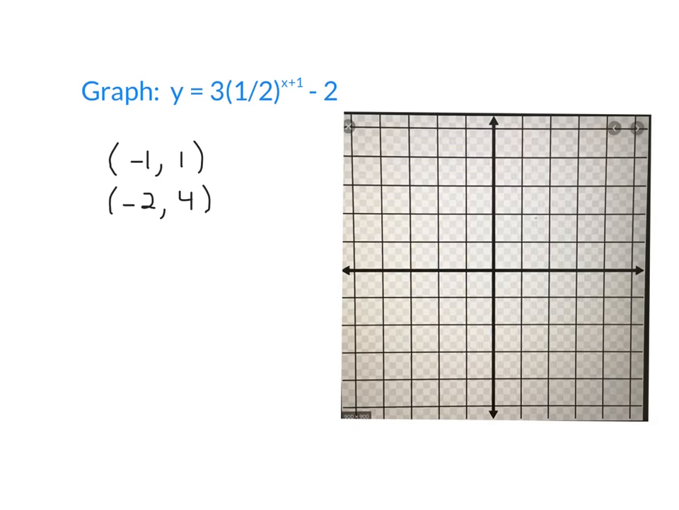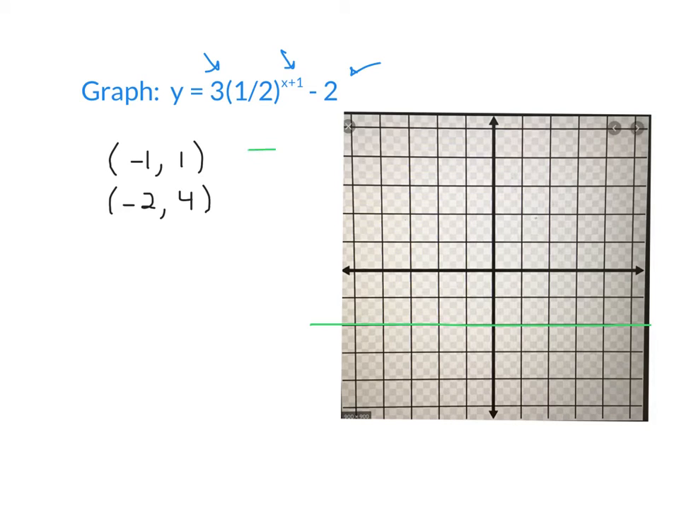All right, one that has everything in it. This one's got a vertical stretch by 3. It's got a horizontal shift by negative 1, or shift left 1. That's going to be shifted down 2, which means my asymptote is now not the x-axis. My asymptote is negative 2, so my asymptote's right there.